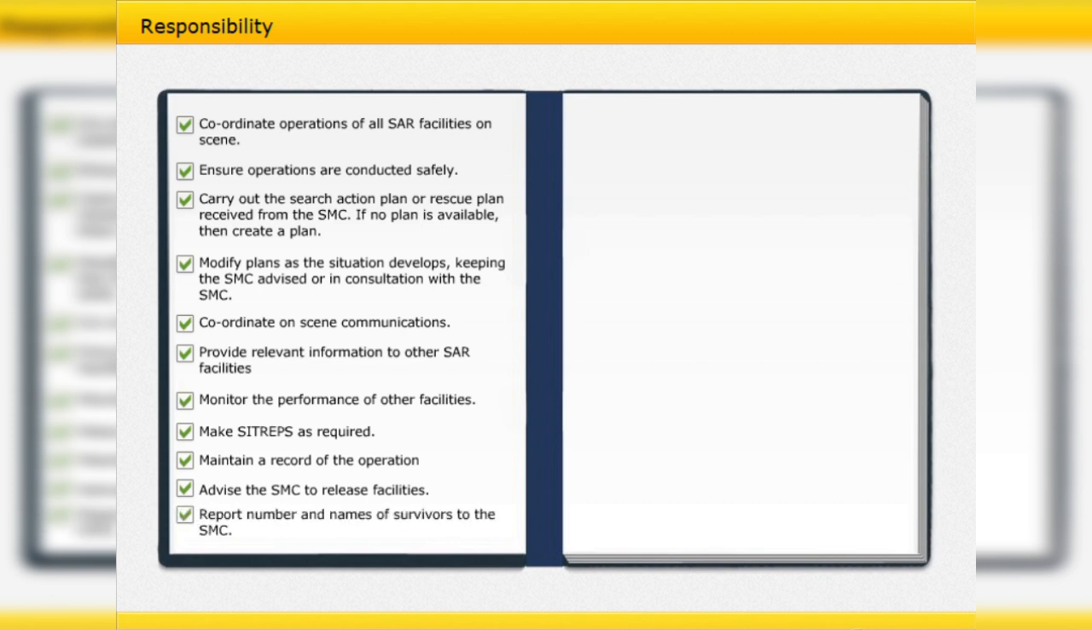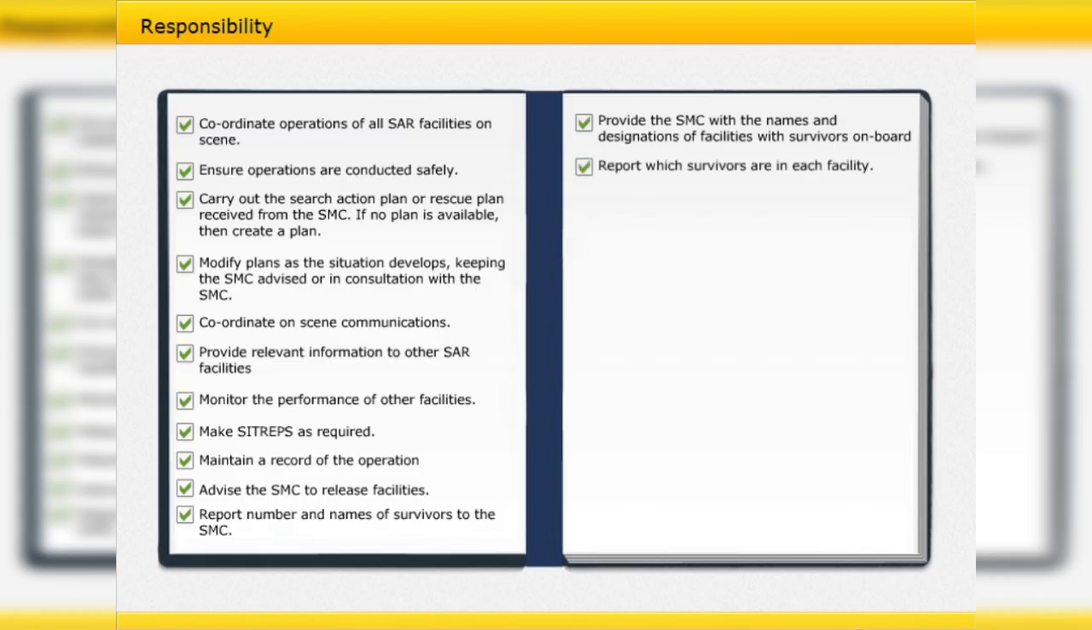Report number and names of survivors to the SMC. Provide the SMC with the names and designations of facilities with survivors on board. Report which survivors are in each facility. Request additional SMC assistance when necessary, for instance, a medical evacuation.